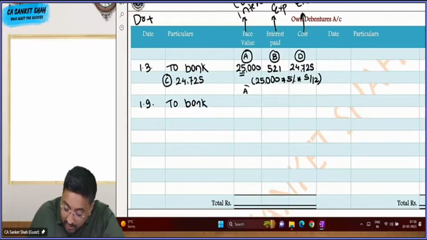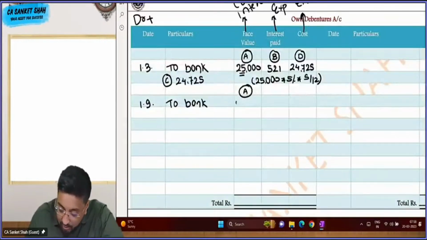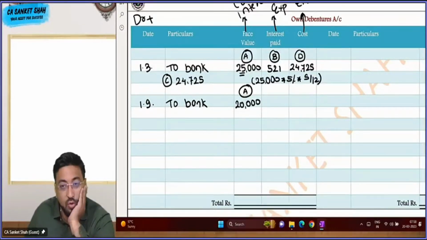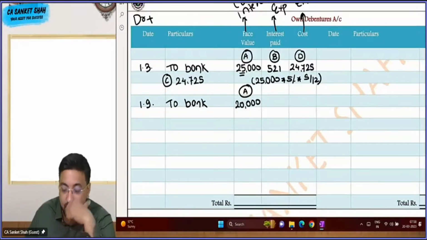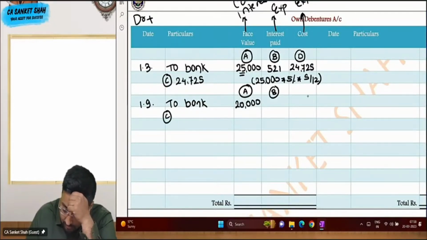आई विल राइट A फॉर यू. A फॉर यू बेटा, A कितना है? A is 20,000. So A को लिख देता हूं मैं 20,000. By remaining you can do by your own. चलो yes I am waiting for you. You tell me BCD column.